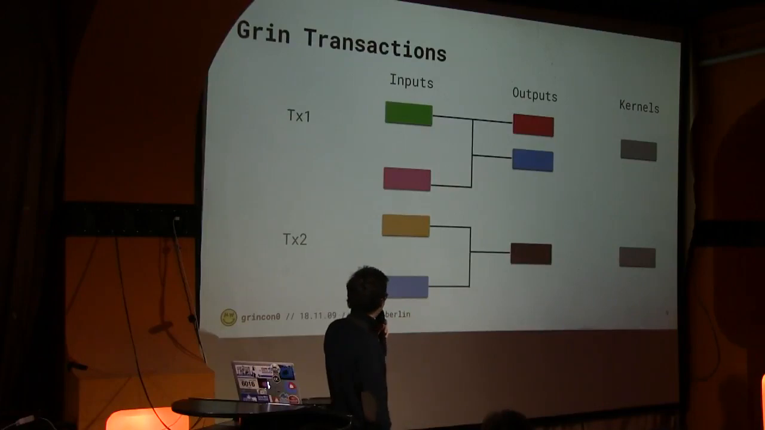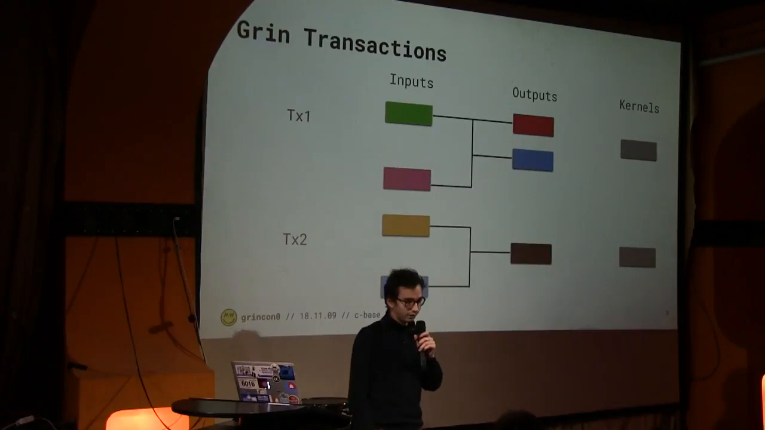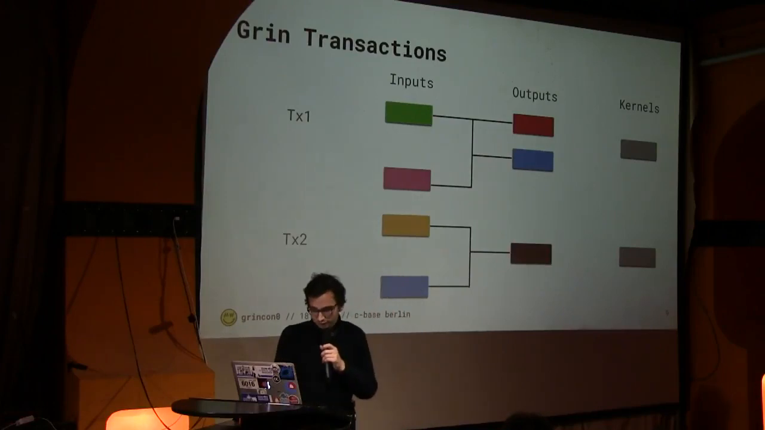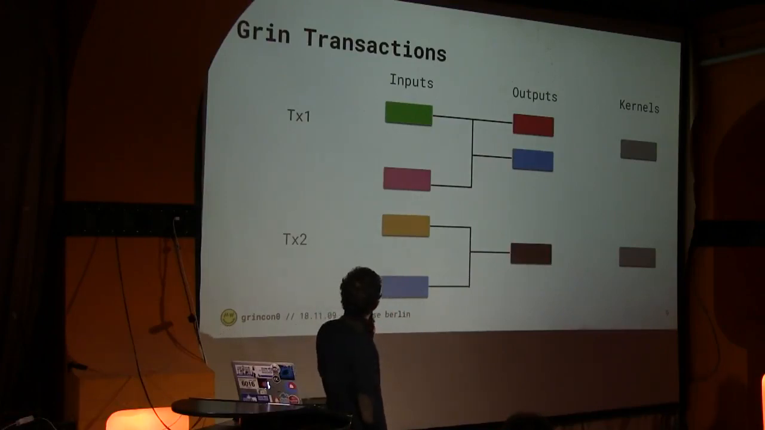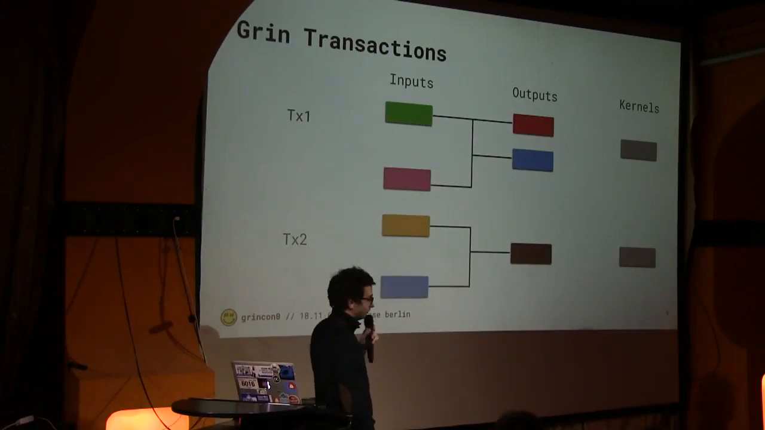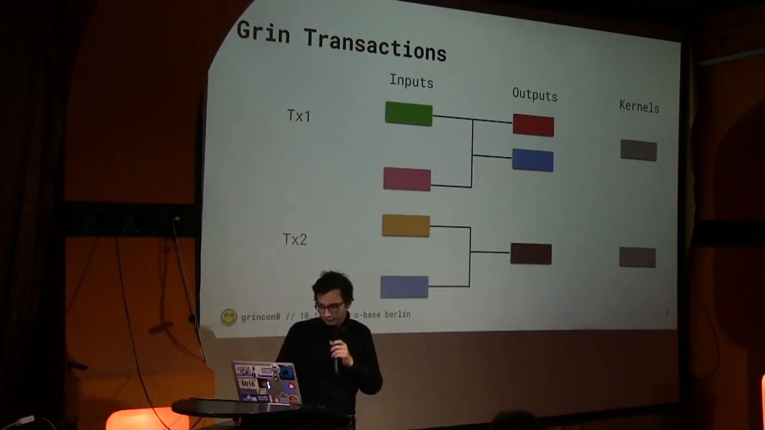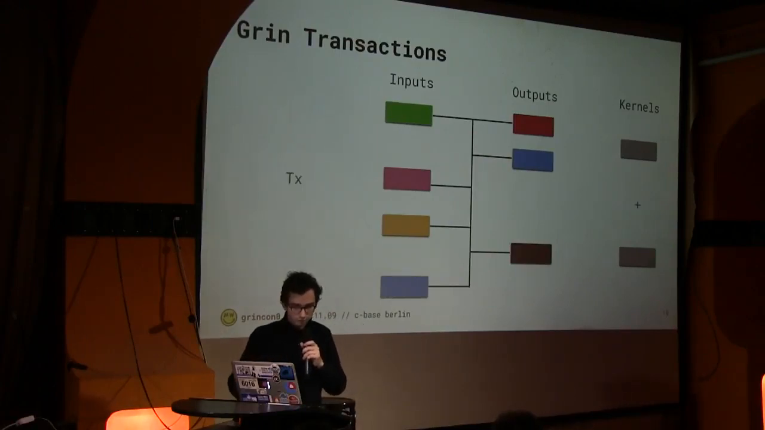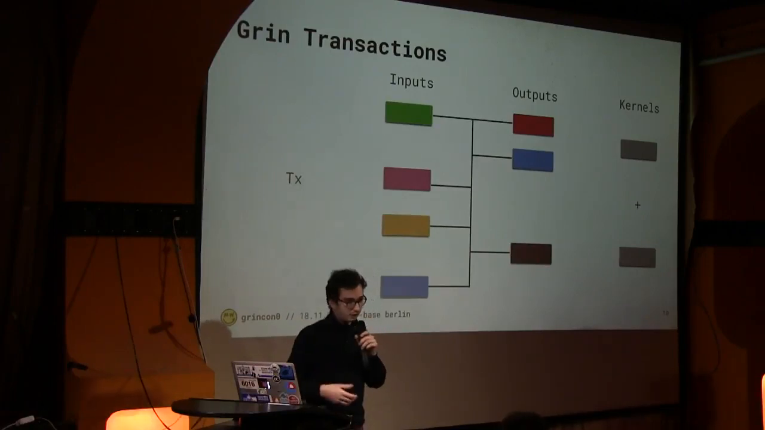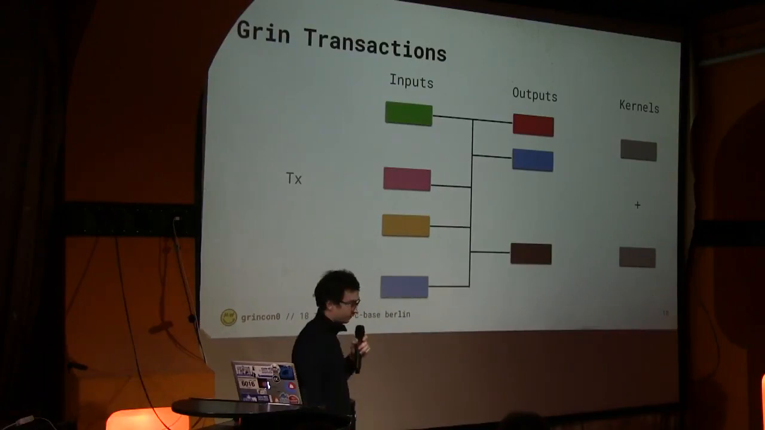Here in this example, we have two transactions. There is TX1 with two inputs, two outputs and a kernel, and TX2 with two inputs, one output, and a kernel. You can see that TX2 uses the same output as TX1, so it spends the blue outputs. You check that for TX1, outputs minus inputs equals the kernel, and do the same for the second one. But you can also do some kind of aggregation. You can join them together, and you can still validate the equation, outputs minus inputs equals the sum of the kernels.